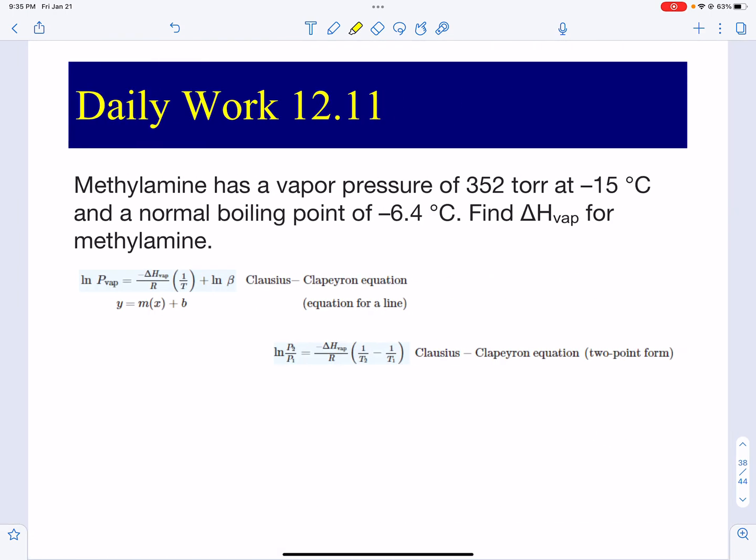So here's your daily work. I'll give you about 3 seconds so you can pause it without rushing. Pressing on.